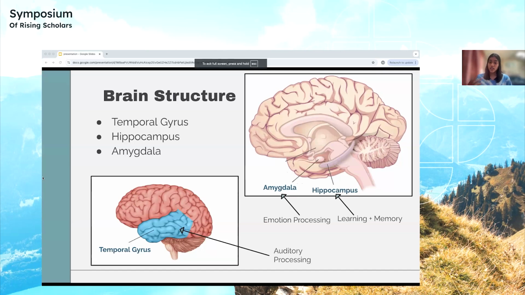So, one of the structures affected in the brain is the temporal gyrus, and it's responsible for auditory processing and language comprehension and helps us to understand sounds, interpret speech, and process emotions tied to tone. Damage or dysfunction in this region can lead to difficulties in understanding speech and recognizing emotions and voices.